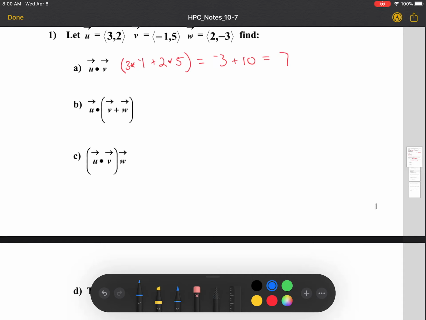For B, it's easier to add our vectors before we do the dot product. That's what I always end up doing if I can. But let's write this out the long way. We have this vector, and we're going to take the dot product of the addition of these vectors.